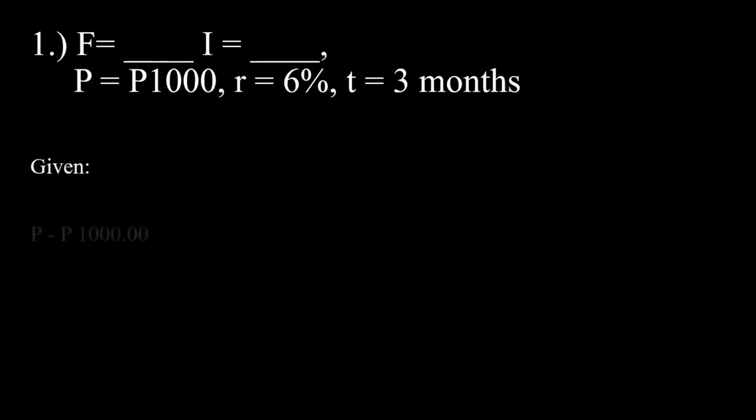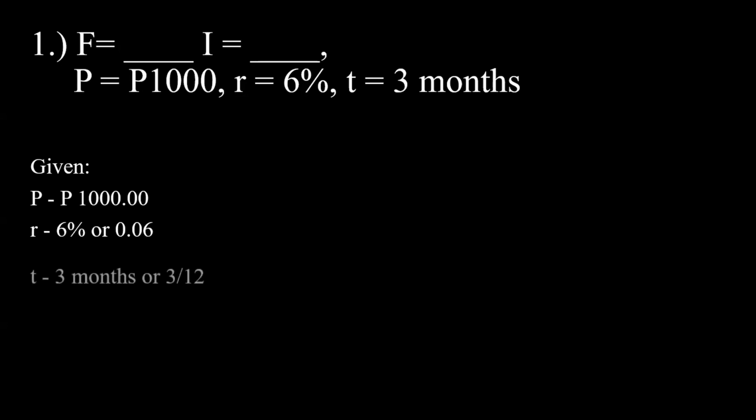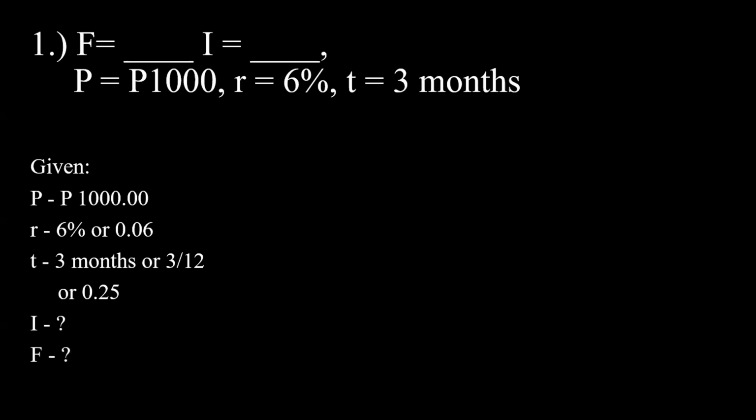So let us do this. Identify the given. The principal amount again is 1,000. The rate of interest is 6%. We will convert it into decimal. So this is 0.06. Time or term, this is 3 months. So we have to divide this by 12 for us to express these 3 months in years. There are 12 months a year. That's why it is divided by 12. And we will express it in decimal also. 3 divided by 12 will give us 0.25. And the interest is unknown, as well as the future value.